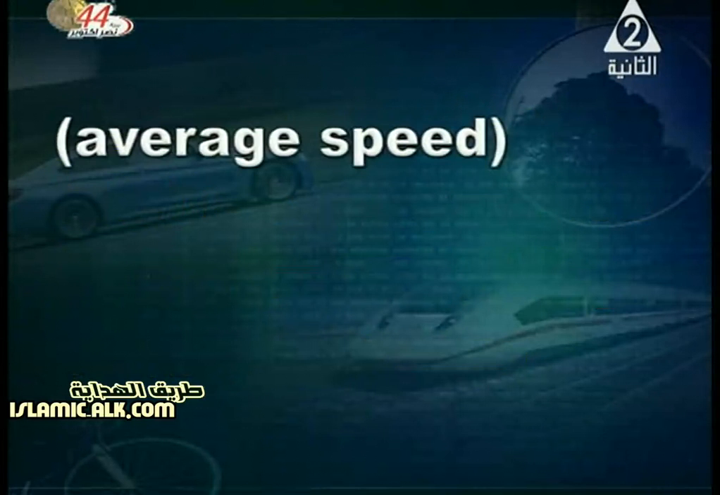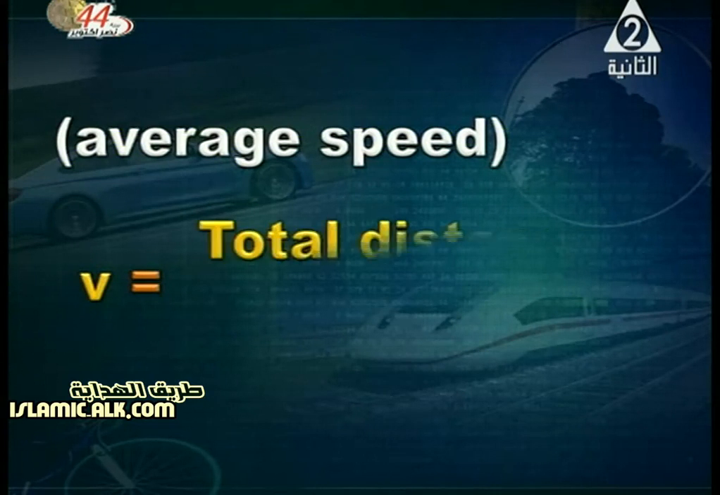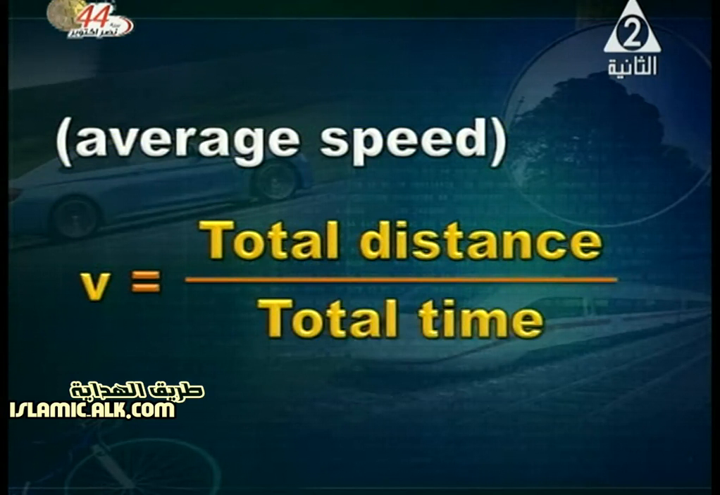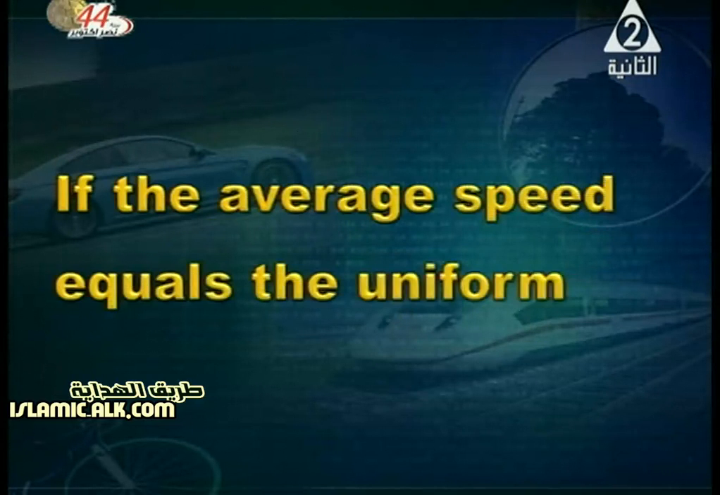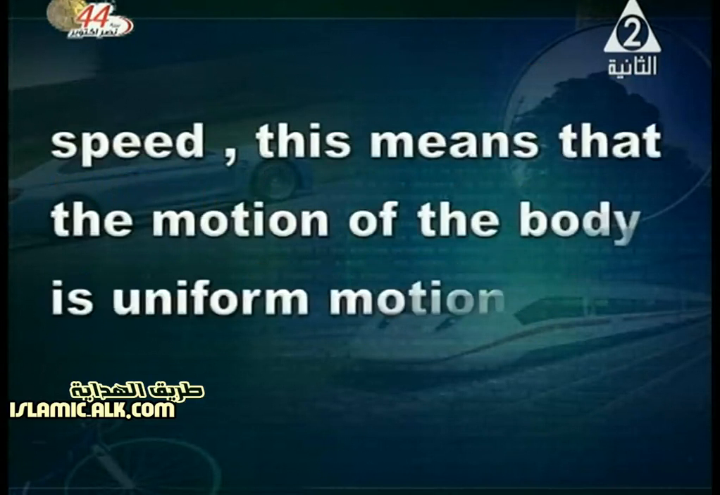Look at this. When I give the definition for average speed, yes, we know: total distance, total time. It's good. V equals total distance over total time. We can see here, look, if the average speed equals the uniform speed, this means that the motion of the body is uniform motion. Why do we say that? Because both are equal. Uniform equals average. Directly we say uniform speed.